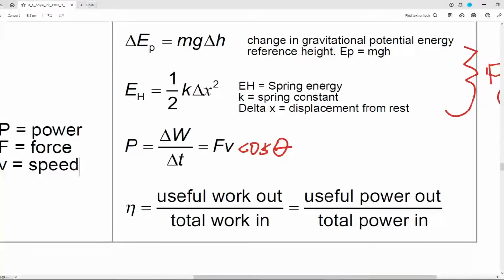And last but not least, in A2 is the concept of efficiency. Efficiency is usually represented as a percentage.